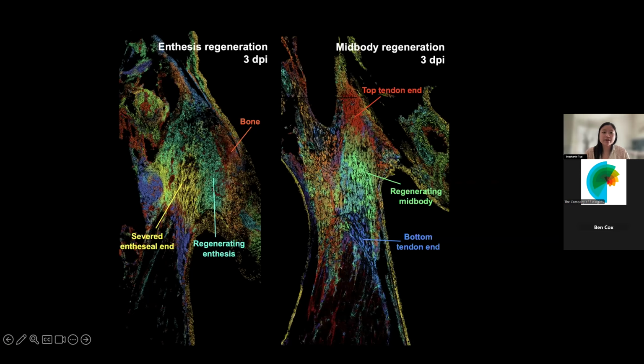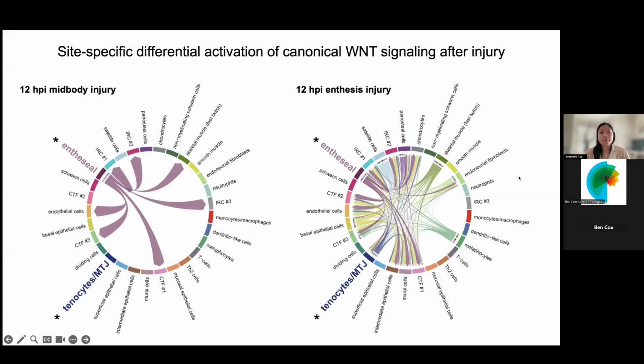And so leveraging all of this transcriptional data, I performed a differential CellChat analysis between both types of injuries, and identified several differentially active pathways, but one really stood out as being very highly differentially active, and that was canonical Wnt signaling. So here I'm just showing you two chord diagrams.